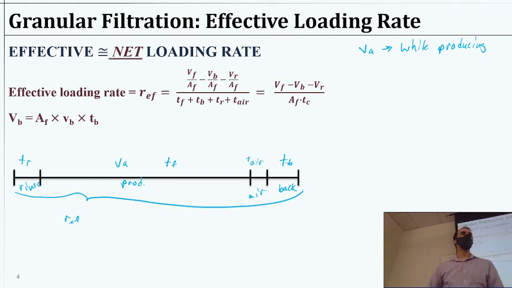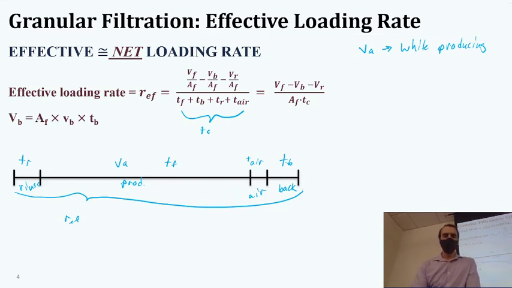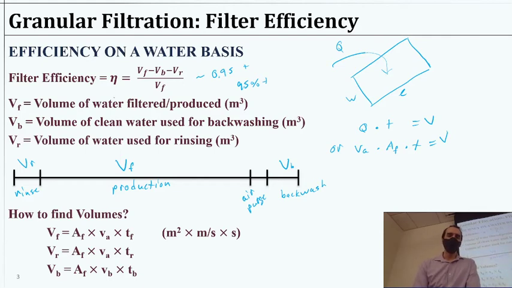Okay, so that should be fairly straightforward, right? The total cycle time, we can call all of this here TC. That's our basis here, and we can simplify this by taking that area of the filter out of the top there and just leaving that on the bottom with the TC, and it becomes fairly simple. It's the volume filtered minus volume backwash minus volume rinsed divided by area of the filter times the time of the cycle. And you'll see if we compare this to that filter efficiency, it's actually fairly close, right?